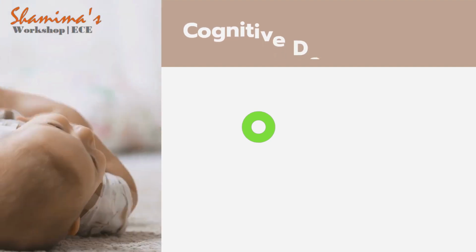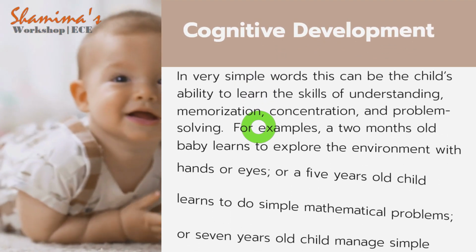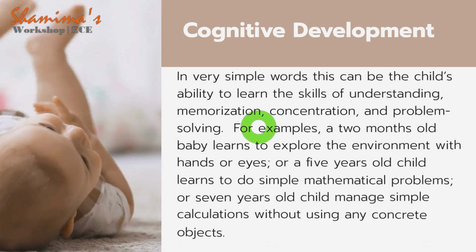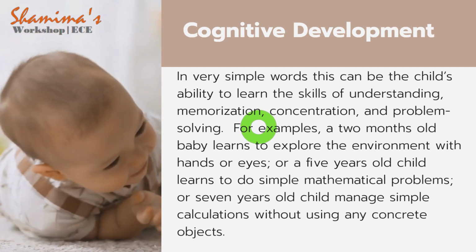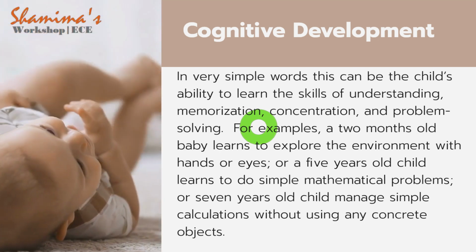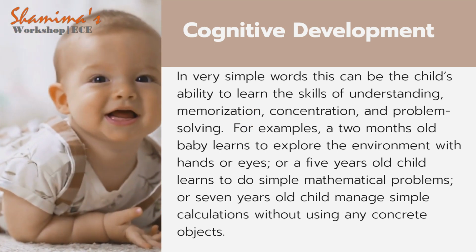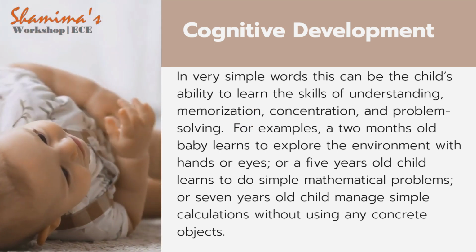In very simple words, this can be the child's ability to learn the skills of understanding, memorization, concentration, and problem solving. For example, a 2-month-old baby learns to explore the environment with hands or eyes, a 5-year-old child learns to do simple mathematical problems, or a 7-year-old child manages simple calculations without using any concrete objects.